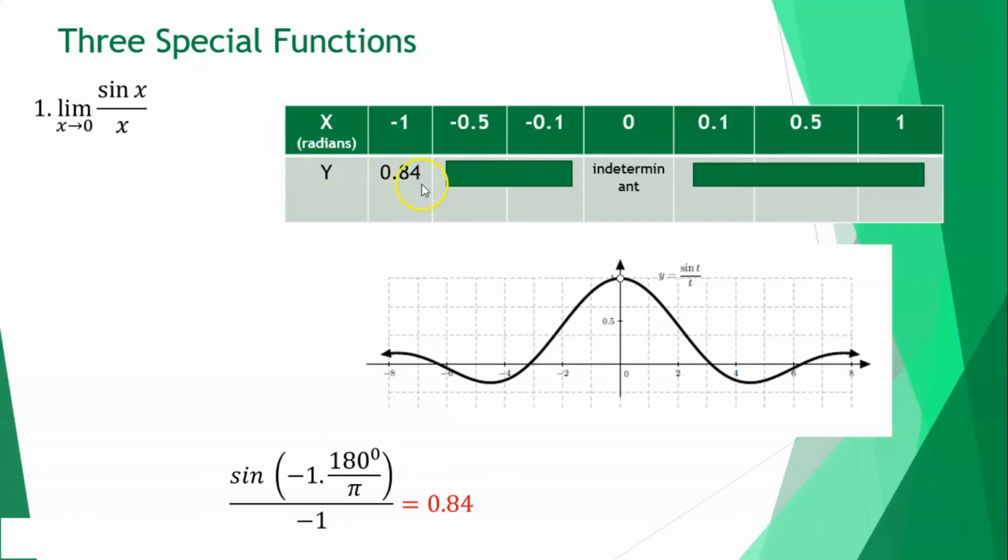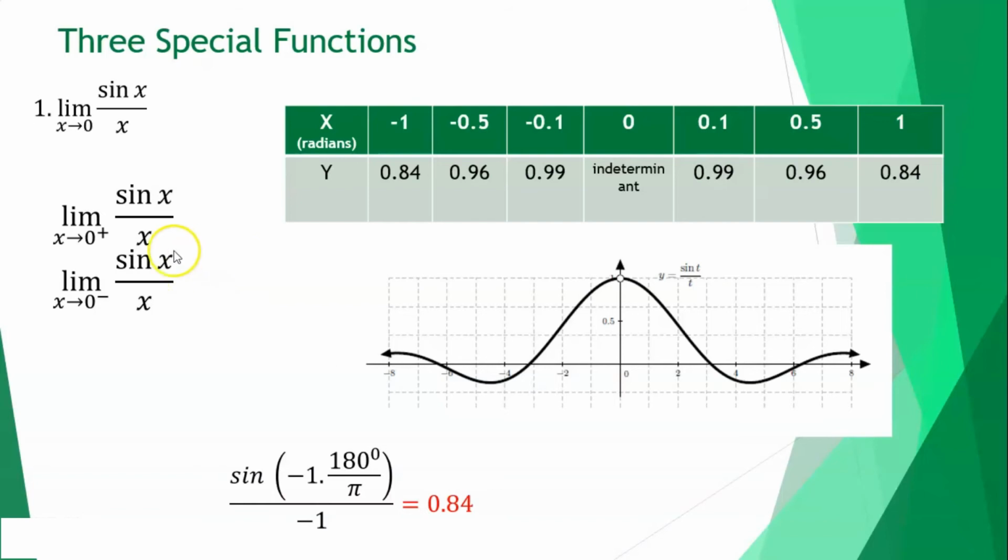So we'll get this. Now, if we substitute x with the rest of the values of x here, we will obtain these values. With the other side, we will get this one. So, considering the table of values and the graph, the limit of sine x over x as x approaches 0 from the right is 1. The limit of sine x over x as x approaches 0 from the left is also 1. So, most likely, the limit of sine x over x as x approaches 0 is also 1.